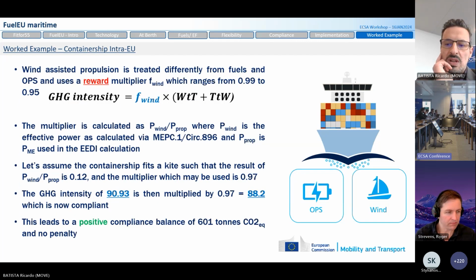Let's say now you use OPS and wind-assisted propulsion. You decide to install an innovative kite, which gives you a factor of installed wind power over installed propulsion power of 0.12. Let's say a bit more than 10% of the installed power in terms of wind power. The multiplier you can use is determined in the regulation, and now you can bring your ship to a compliance framework, in fact, already with a compliance balance of 601 tons of CO2 equivalent and no penalty determined.